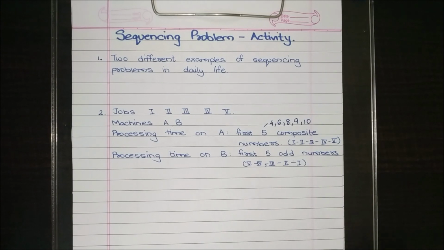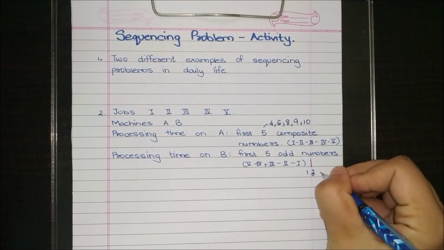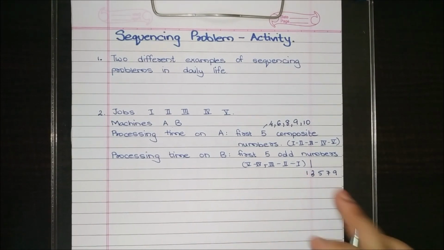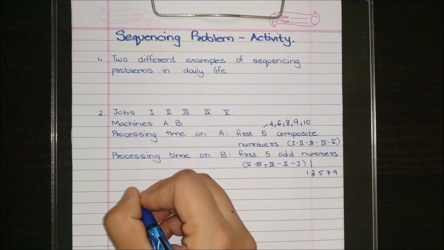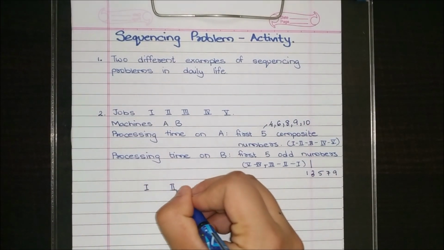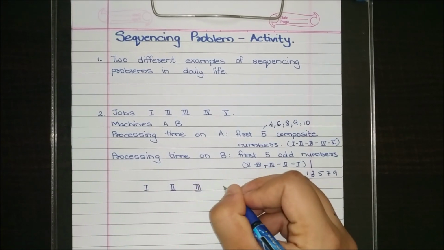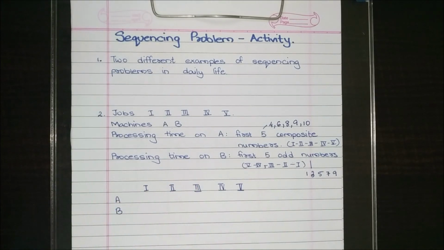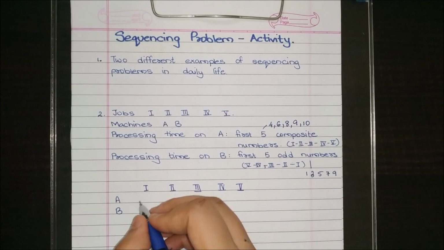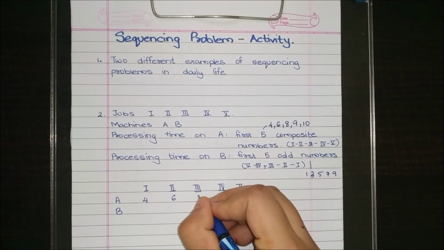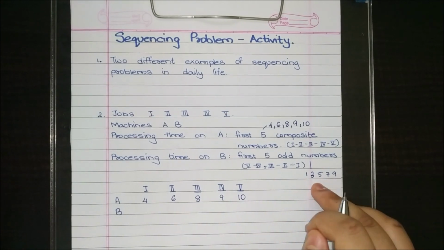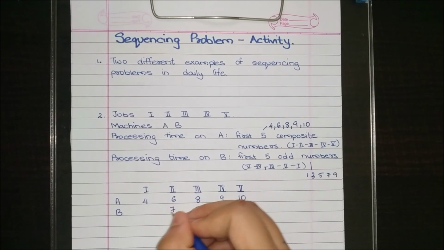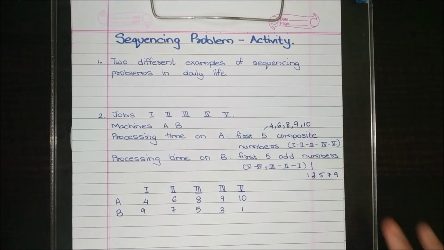Okay, and which are the first 5 odd numbers? They are 1, 3, 5, 7 and 9, but that we have to write in the order 5, 4, 3, 2, 1. Okay, so let's make that table. First we have jobs 1, 2, 3, 4 and 5, and we have machines A and B. On A we have to write these 5 numbers in this order only: 4, 6, 8, 9 and 10. This we have to write in reverse order, so this will be 1, 3, 5, 7 and 9.